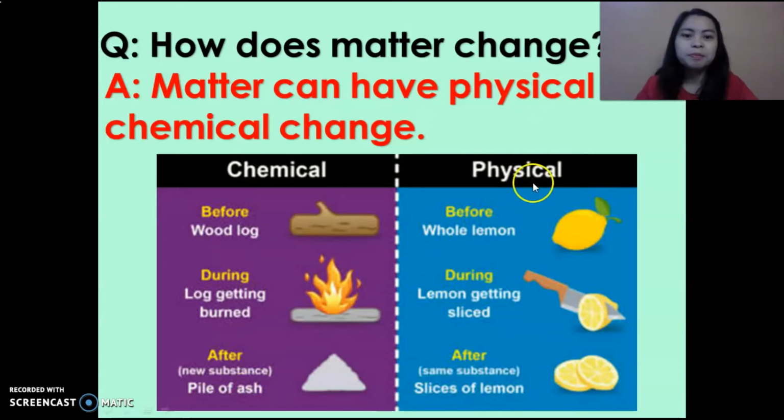So here's the difference. In a physical change, it's the same substance, nothing new is formed. And then in a chemical change, there's a new substance formed. Okay, you understand? So physical change, same substance. In a chemical change, new substance. Okay, understand? Good job. So let's move on.